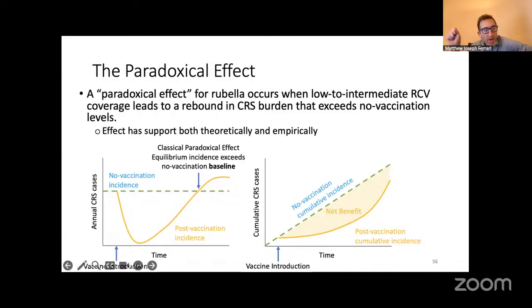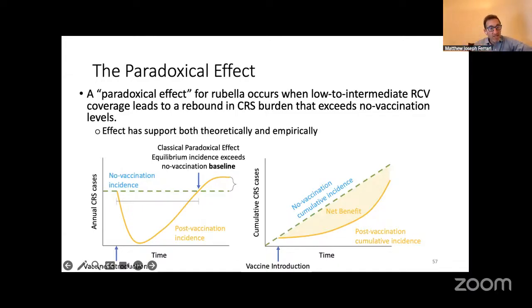But notice that paradoxical effect only occurs after a period of time, and it only occurs after a period of many years. And so that assumes a static vaccination program between now and when that future phenomenon may occur. And it's important to note that this paradox doesn't manifest immediately, and projections using current demographic and transmission rates for the remaining countries to introduce indicate that equilibrium will not be reached for more than 10 years.